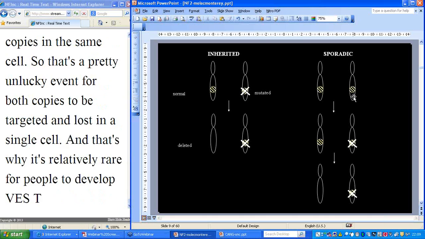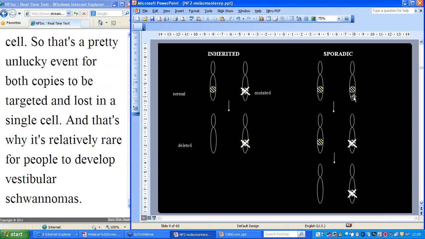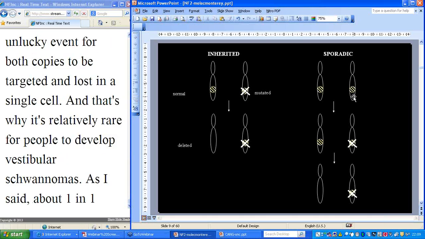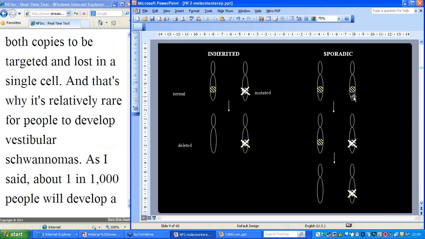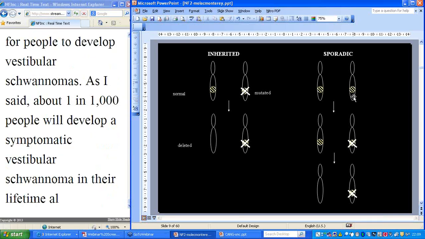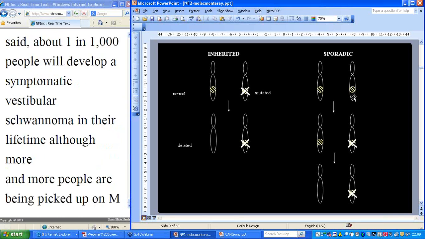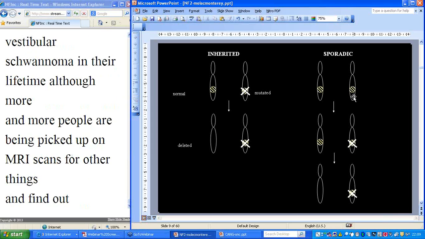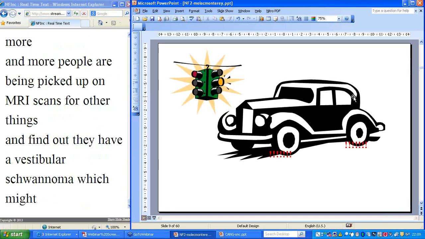As I said, about 1 in 1,000 people will develop a symptomatic vestibular schwannoma in their lifetime, although more and more people are being picked up on MRI scans for other things and find out that they have a vestibular schwannoma, which might never have caused them any problems later in life.